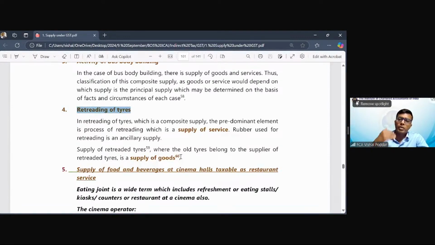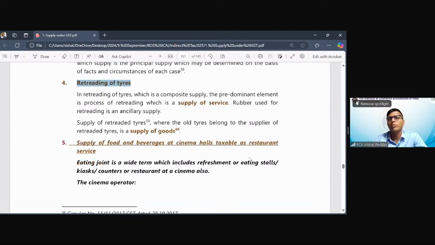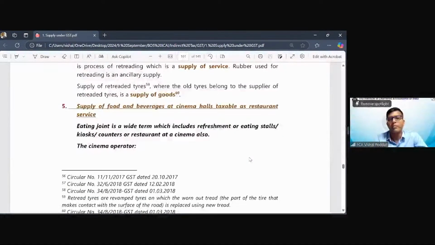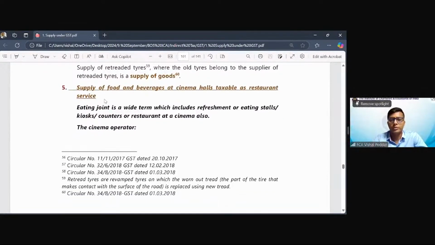So when he is giving you the retreaded tire itself, where the tire itself belongs to the supplier, it will be supply of goods. Where the tire belongs to you and he only does the retreading, it is service. Maybe in doing that he is using some rubber material, still it is service. Where he is giving you the entire retreaded tire itself, it is supply of goods.